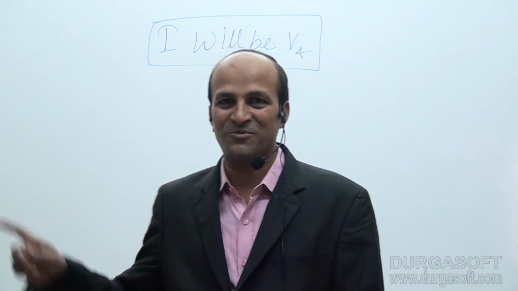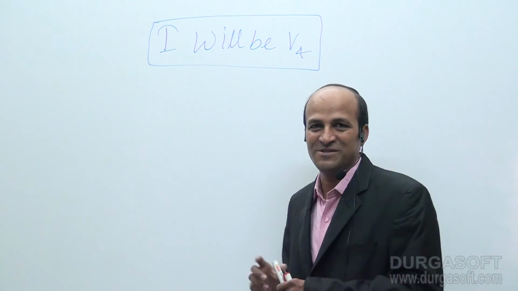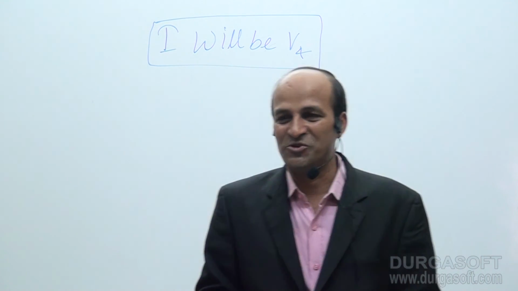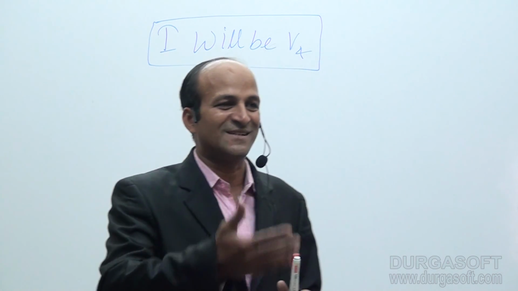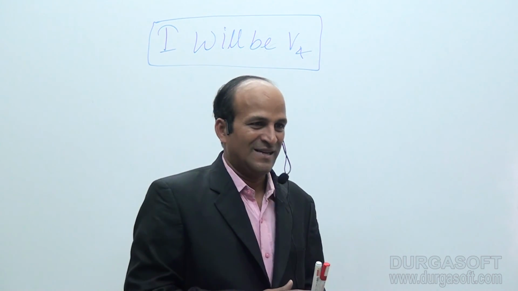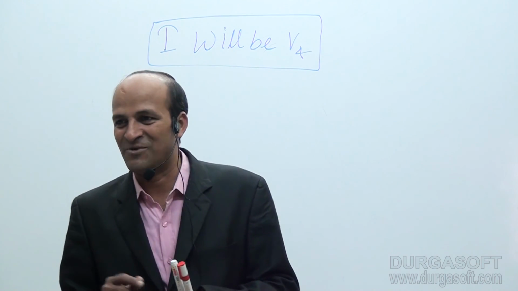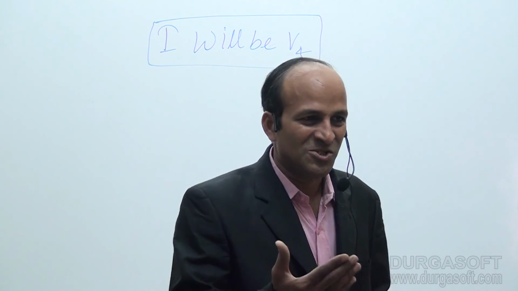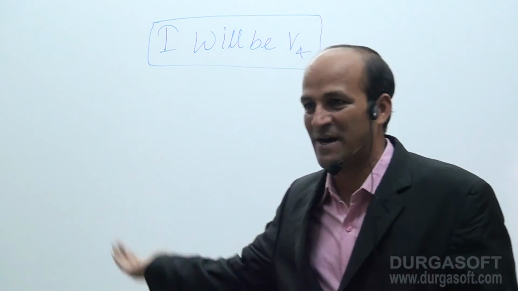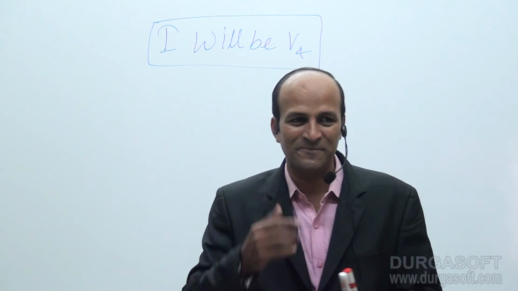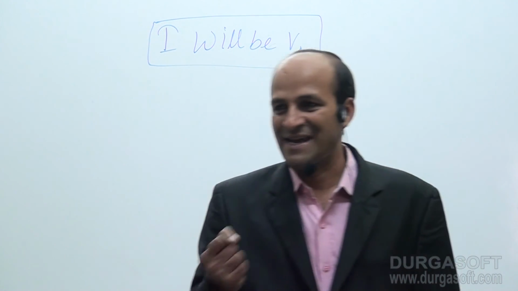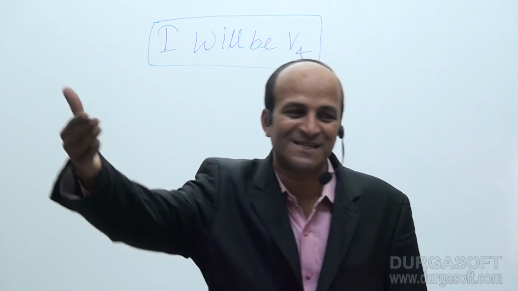Today we are going to talk about this "I will be V4" structure, which is going to be useful for speaking about actions which are happening at a particular time in the future. Last time we talked about "I was V4" to express actions which were happening at a particular time in the past. But now this structure is going to be useful for speaking or writing sentences about actions happening at a particular time in the future.